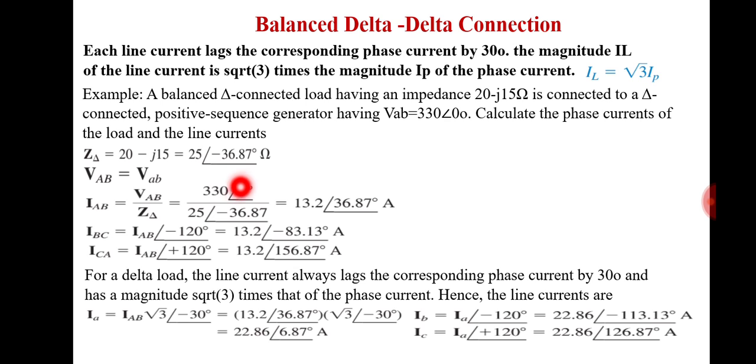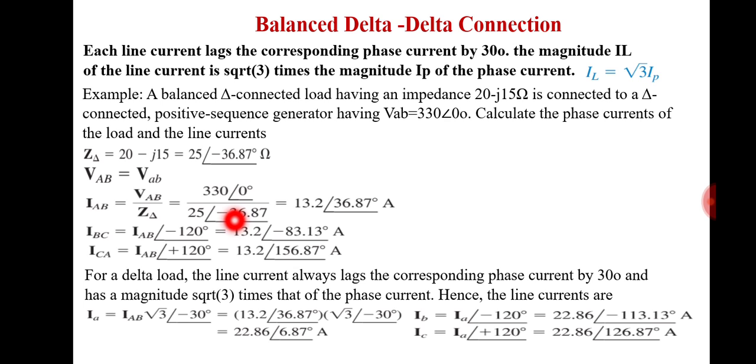Now VAB is equal to VAB. So here IAB is equal to VAB divided by Z delta. Here phase voltage and line voltage are the same. So IAB is equal to VAB divided by Z delta is equal to, put the value of VAB and Z delta.